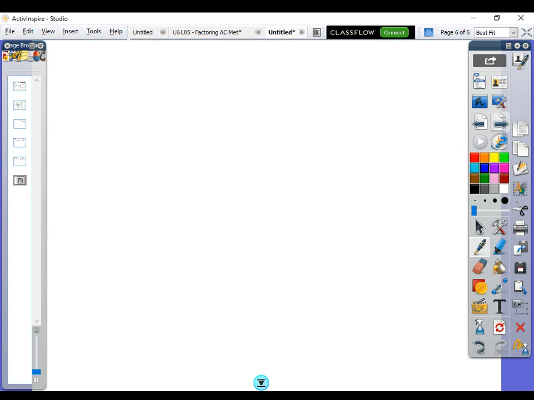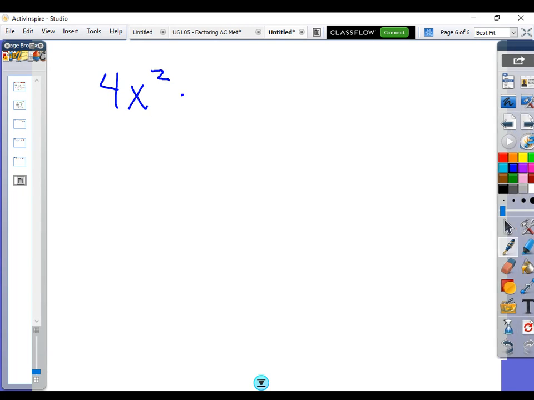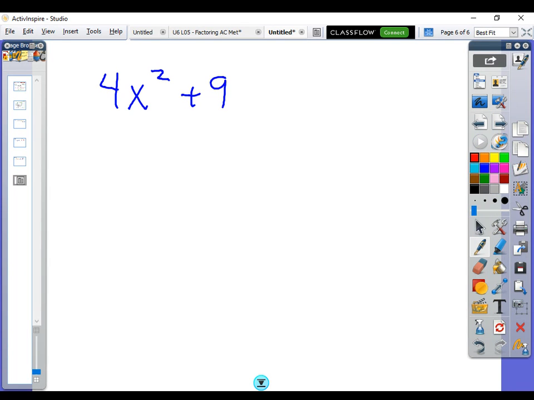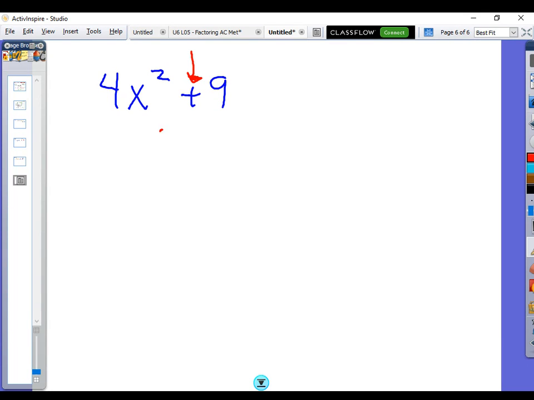So what I want to show you is ones that would maybe dupe you, right? So you might go like, oh yeah, 4x squared plus 9. That's a no-go, because you're like, well, it's two terms. Yeah, but they're perfect squares. Yeah, but this is the problem right here, right? As long as one thing doesn't match the pattern, it doesn't work. Okay, so that's a no-go.